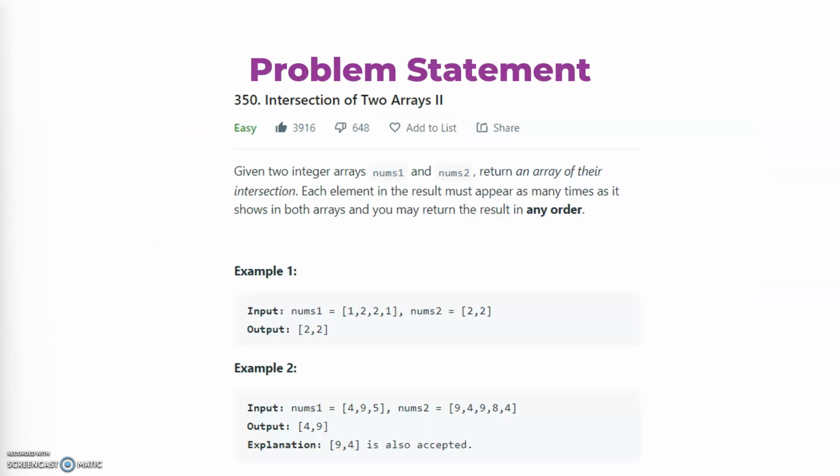So first, I will read through the problem. Given two integer array, nums1 and 2, return an array of their intersection. Each element in the result must appear as many times as it shows in both arrays, and you may return the result in any order. So, if we look at the example 1, you can see here that nums1 has got 1, 2, 2, 1, nums2 2, 2. So, the output is 2, 2.